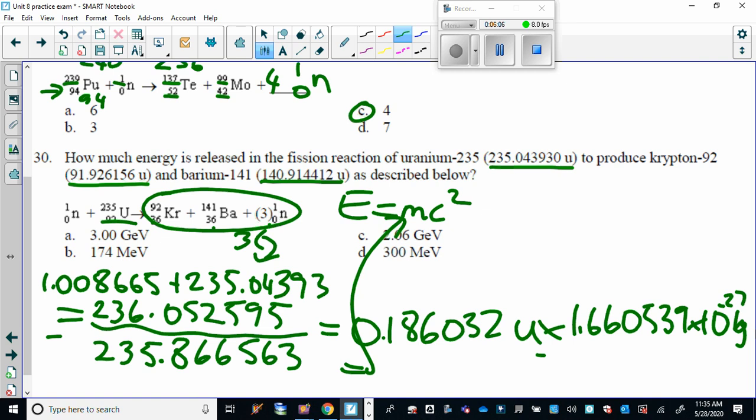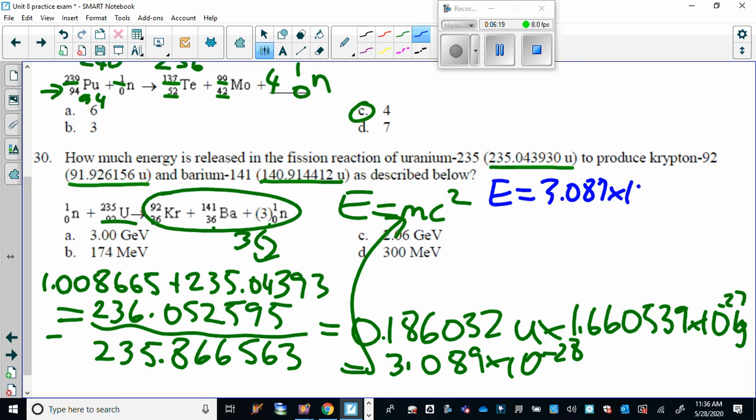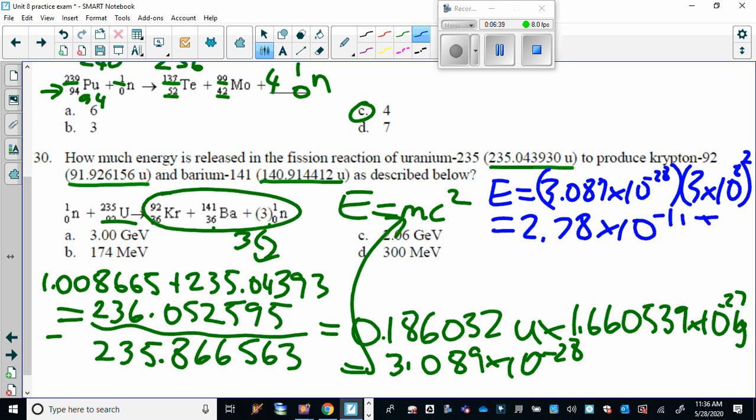Okay, yeah, so this turns out to be 3.0. This gives you an answer of 2.78. I'm starting to lose all the significant digits. Times 10 to the negative 11 joules. So that's your energy release in joules.